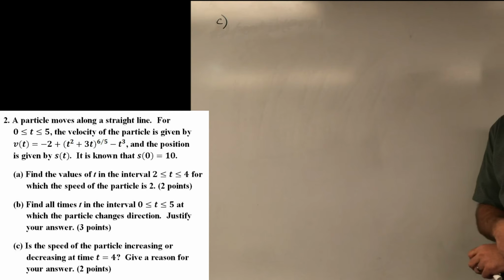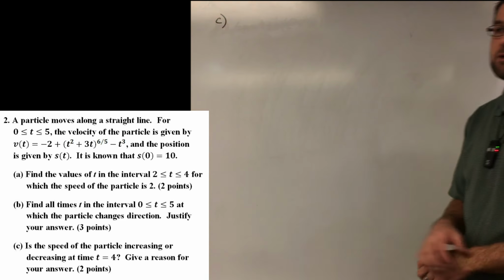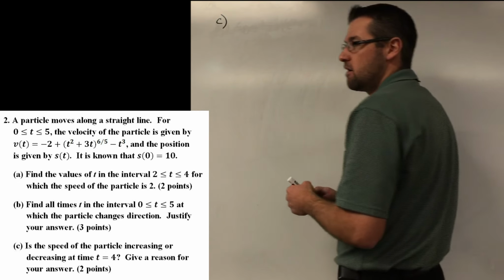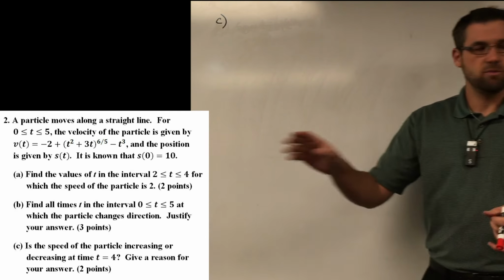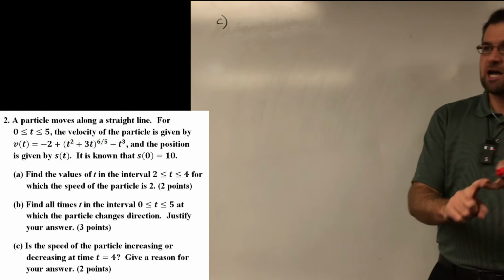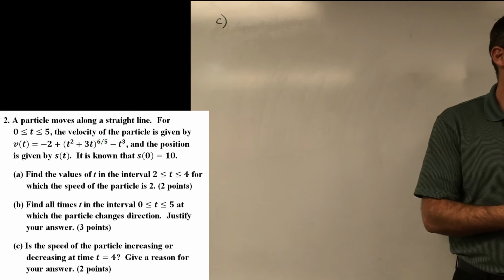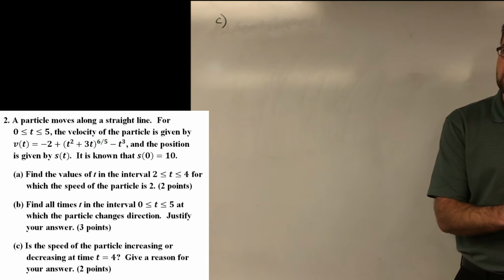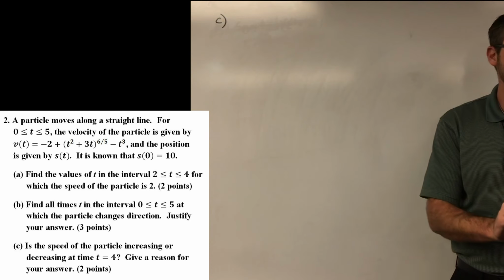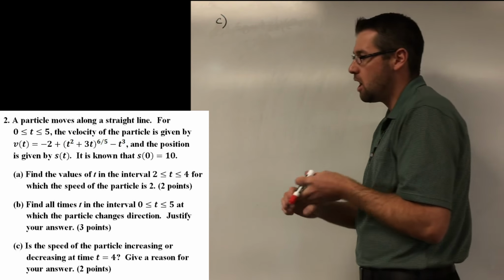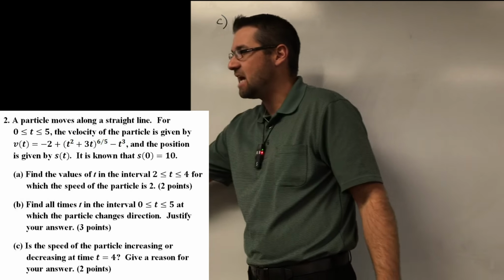Is the speed of the particle increasing or decreasing at t equals 4? This one's actually a pretty easy one. How do you know when speed is increasing or decreasing? Velocity and acceleration. The particle is speeding up when velocity and acceleration have the same sign. It's slowing down when velocity and acceleration are opposite signs. And then notice it says at t equals 4.